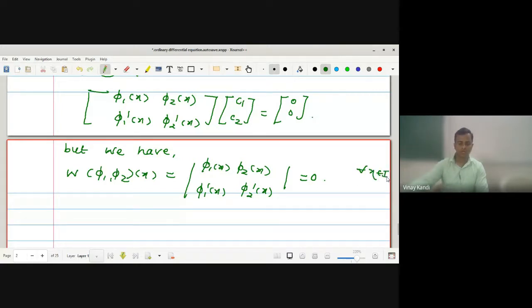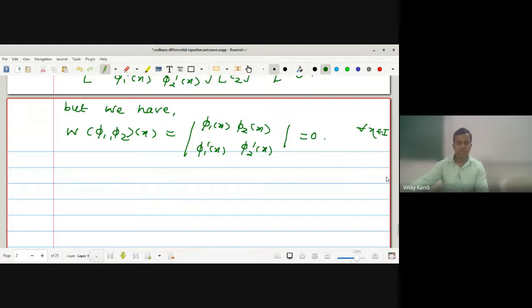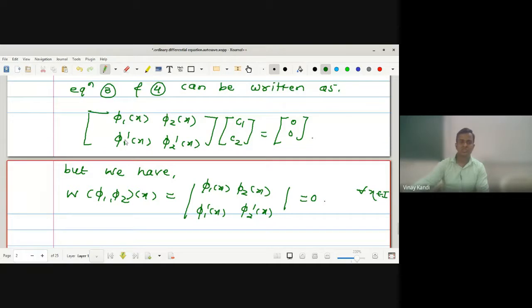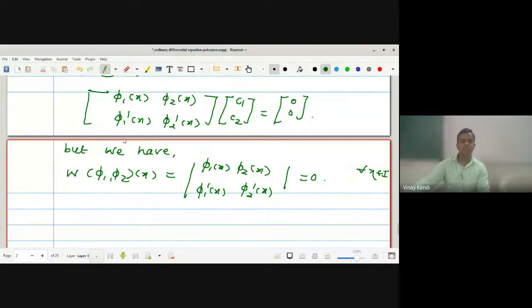It means that the above system of equations possesses a non-trivial solution. Okay, if the determinant is 0, what happens? The rank of this matrix reduces. If the rank of this matrix is reduced, there will be a non-trivial solution. Hence the coefficient matrix is of rank less than 2.